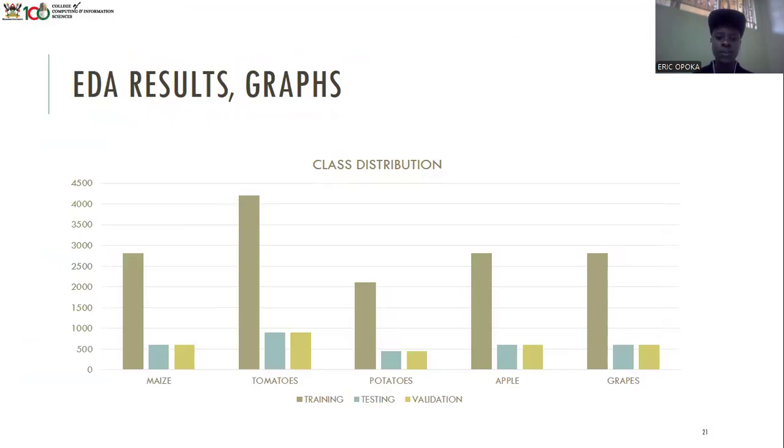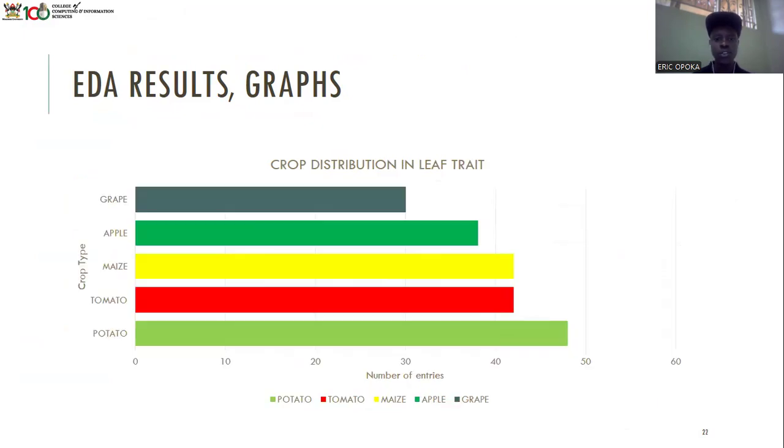So these are the results for the training. For the first data set, which was the maize, like you have seen, we divided everything into 70%, 15%, and 15%: training was 70%, 15% was for validation, then for testing, like you have seen. That's the class distribution. Moving on, we have class distribution in leaf traits: the crop type plus the number of entries. That's the crop distribution in the leaf traits. In this case, potato was somewhat biased because it had more leaf traits.